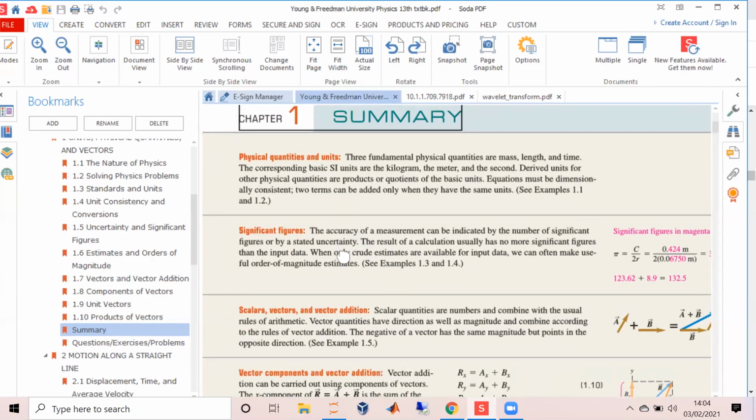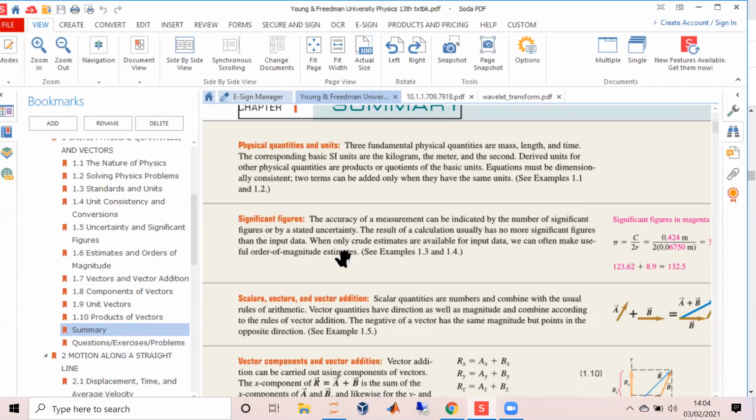You all know how work is measured. Can anyone write in the chat or speak? What do you understand by work?